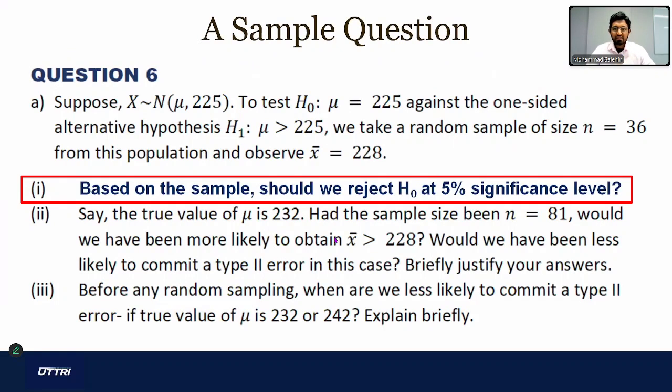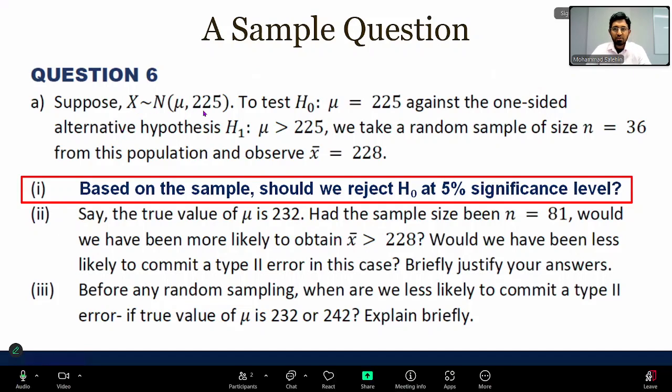This is an actual final exam question at the University of Toronto. The question says a particular variable x follows a normal distribution with mean mu and variance 225. We are given the null hypothesis, which states the population mean is 225, and the one-sided alternative hypothesis, which states mu is greater than 225. A random sample of size n equals 36 from the population has been collected, and we have observed that the sample mean is 228. So, given this information and based on the sample, question 1 says, should we reject the null hypothesis?